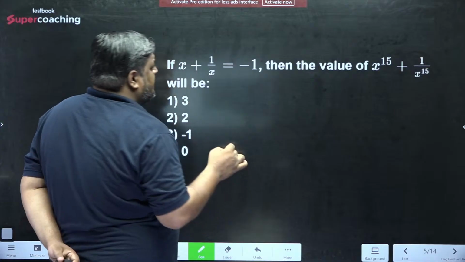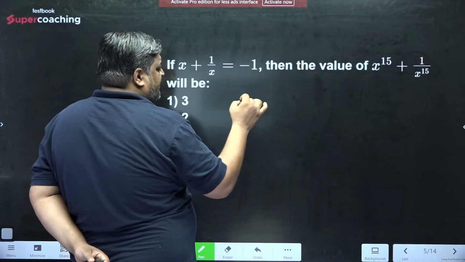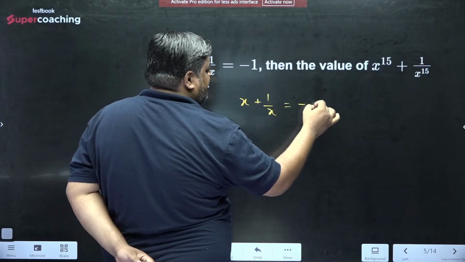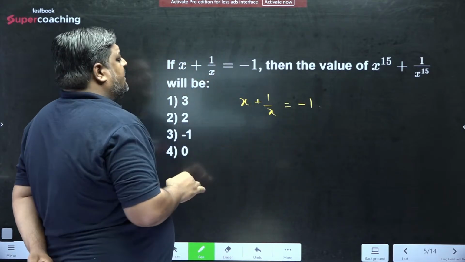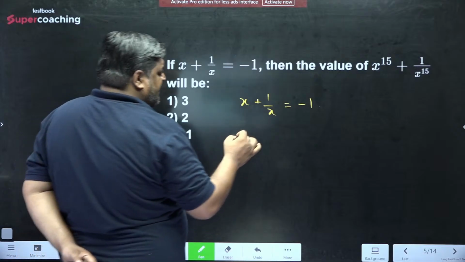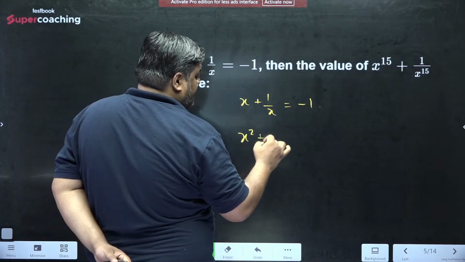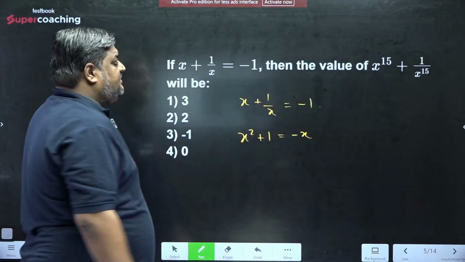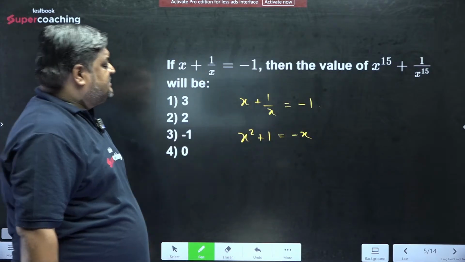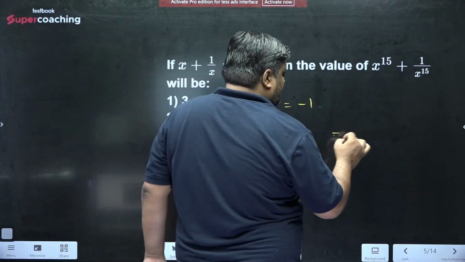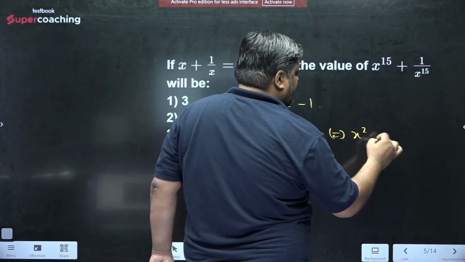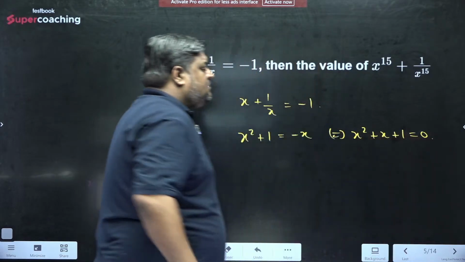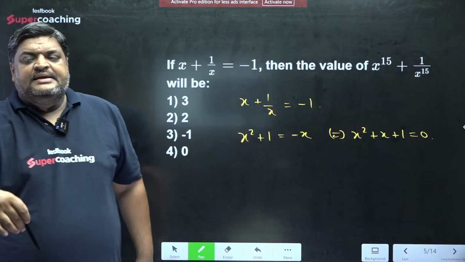Calmly. What I have is x plus 1 by x equals minus 1. So this can be written as x square plus 1 is equal to minus x. We took the LCM, then cross multiplied. This is nothing but x square plus x plus 1 equals 0. Say yes sir.